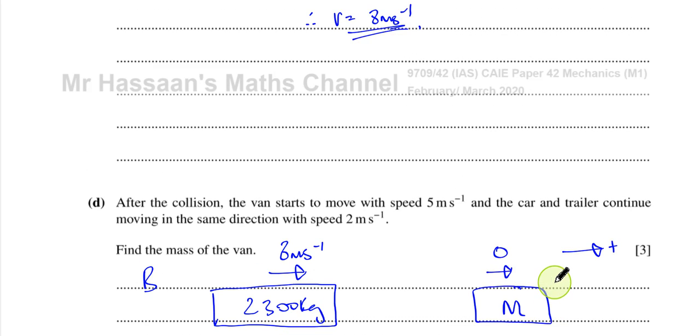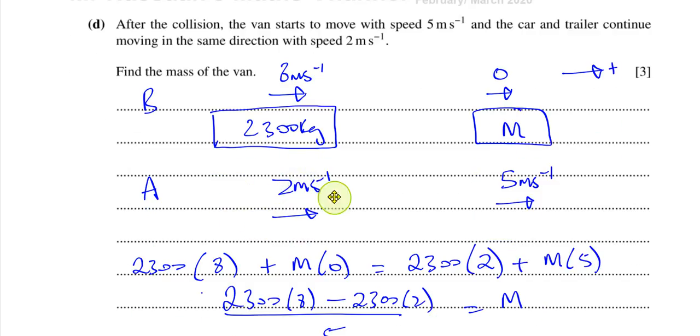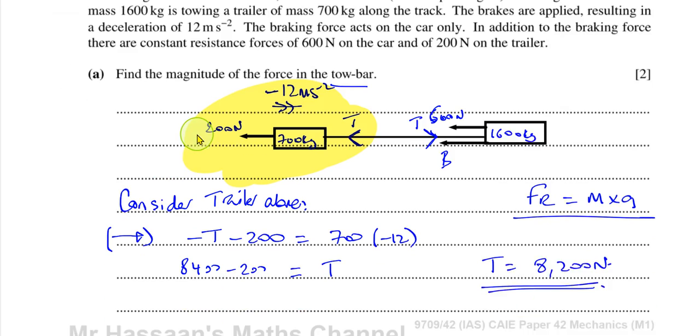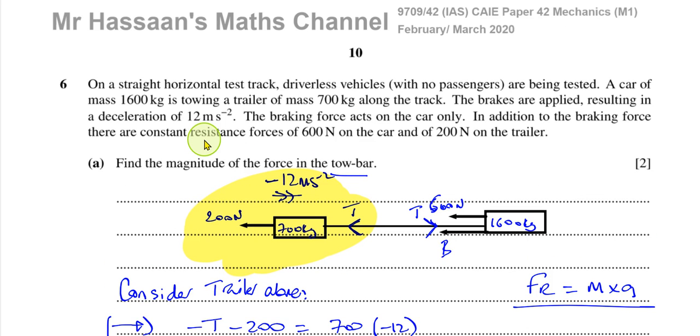I hope that was clear, and that you understood. So that completes this question. Part D of this question is all about the conservation of linear momentum, and part C is all about suvat equations, constant acceleration. Parts A and B are about dynamics. So it's a bit of a mixed question, with lots of different things in there, but I hope that was clear.